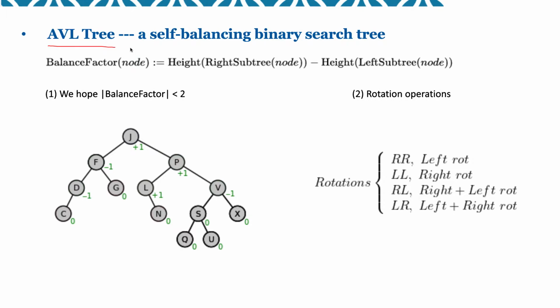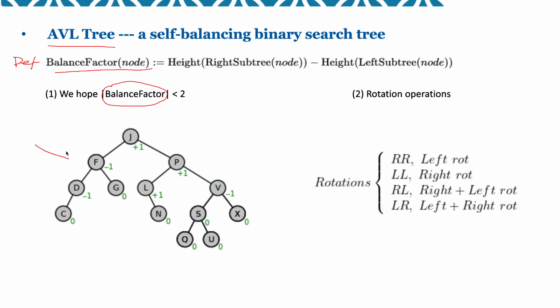So before I talk about the AVL tree, I will talk about the two main contributions of this paper. The first one is introducing a balance factor. So what is the balance factor? This is a definition. The balance factor is defined as the height of the right subtree minus the height of the left subtree. And we want this BST to become balanced, so the absolute value of the balance factor will be less than 2, which means there could be -1, 0, and +1.